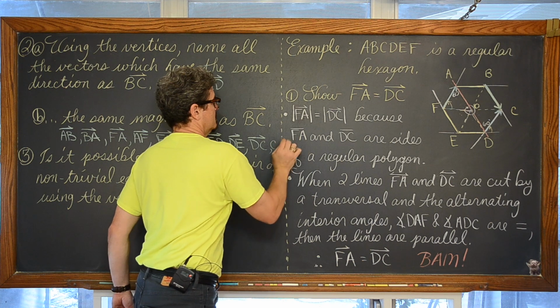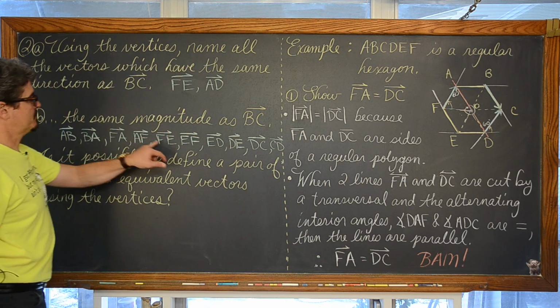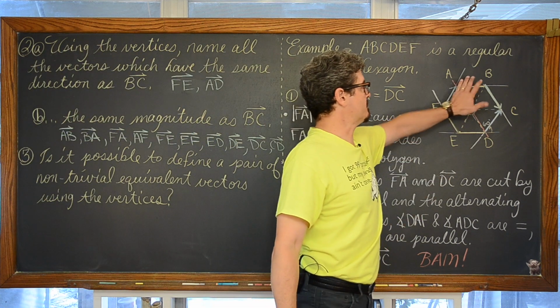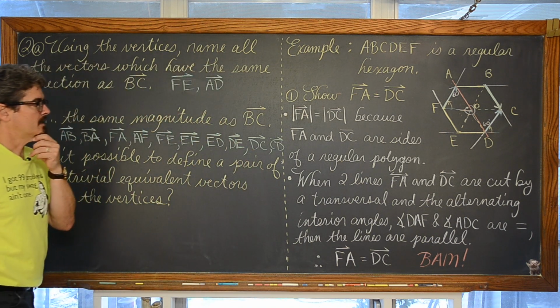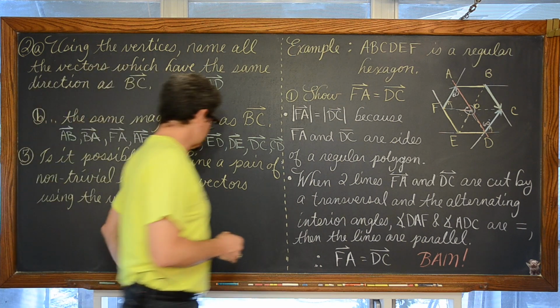And CD. Okay, so basically we have the other 5 sides, and you can give 5 answers, or maybe your teacher's looking for you to write out those opposite vectors as well, because they do technically have the same magnitude and are a different vector.